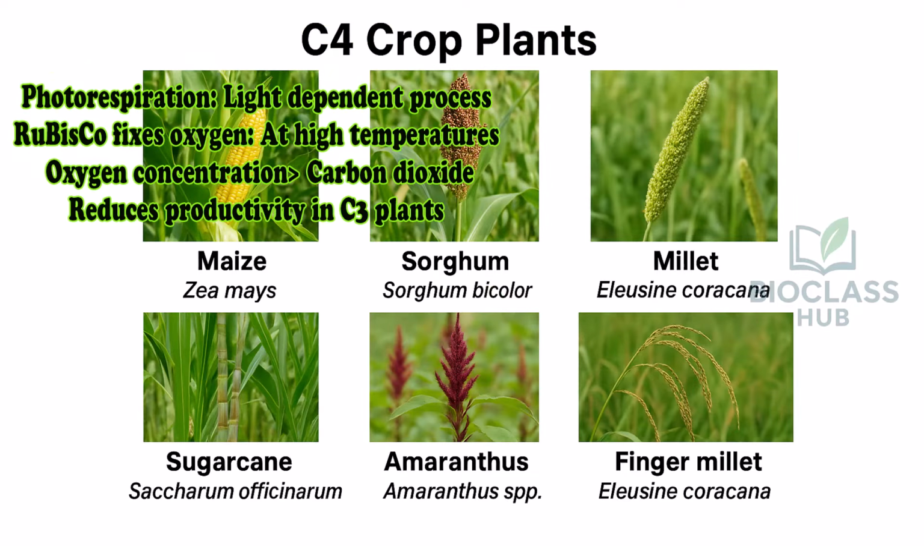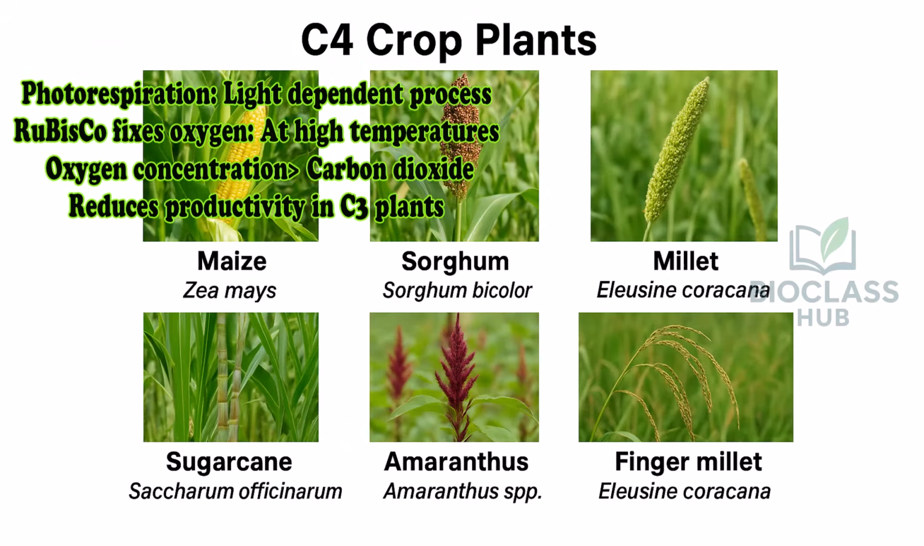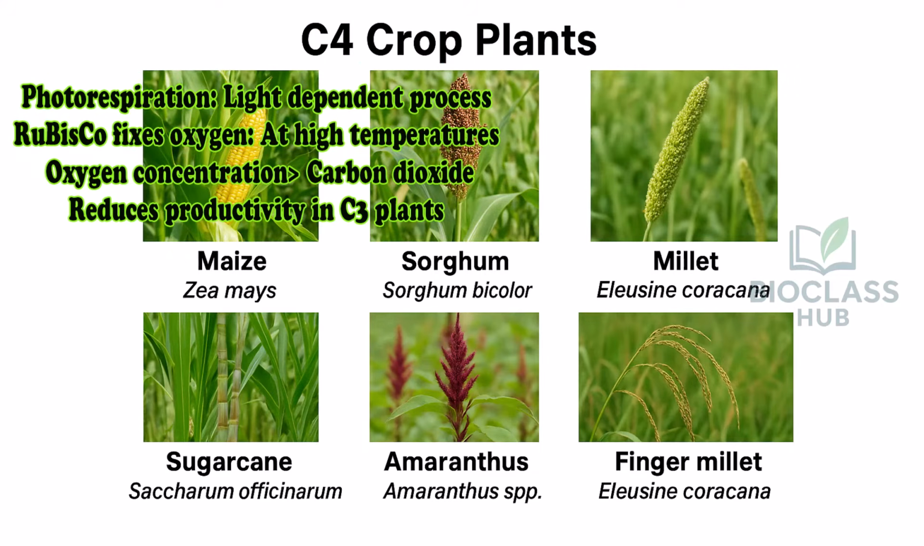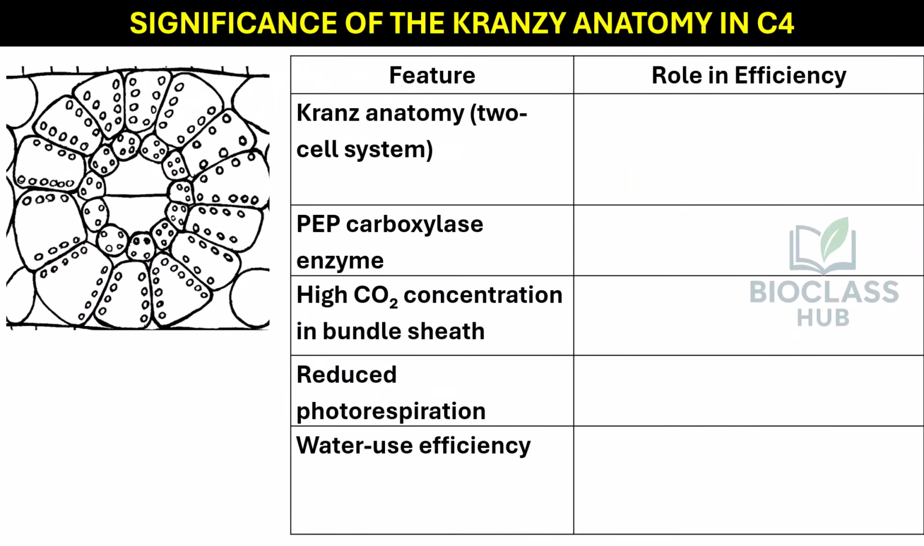This is a list of C4 crop plants in Uganda and the areas where their productivity is high. Significance of the arrangement in C4 plants. Spatial separation of carbon dioxide fixation and Calvin cycle.